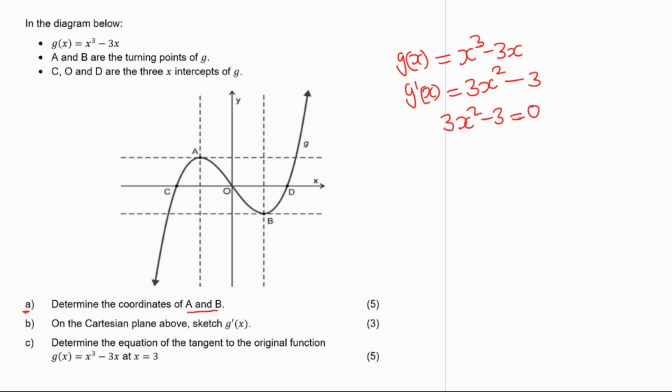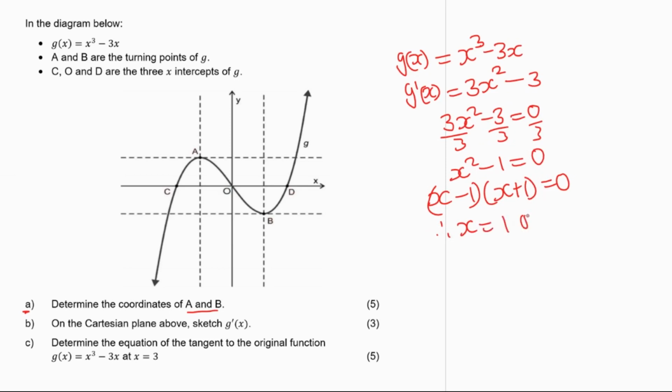So you can divide everything by 3 here. So what do you remain with? If you divide this by 3, this by 3, this by 3, you'll get x squared minus 1 is equal to 0. Then this is a difference of two squares. So it means x minus 1 times x plus 1 is equal to 0. Therefore, x is equal to 1 or x is equal to negative 1.